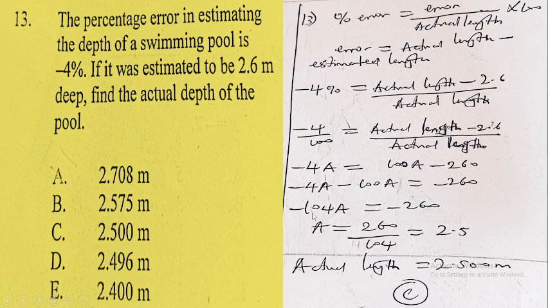The minus signs cancel out, minus will take care of minus. Then divide both sides by 104. Then you have 2.5. The answer here is taken to 3 decimal places, so you have 2.500 meter. So that's the actual length of the swimming pool. The correct option here is option C, as we can see clearly.